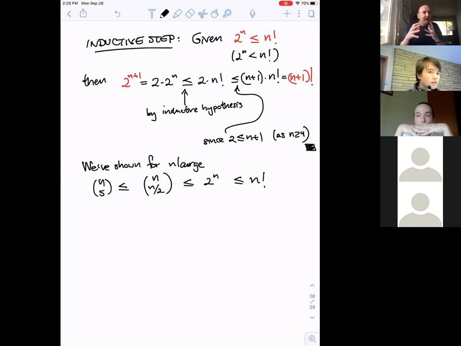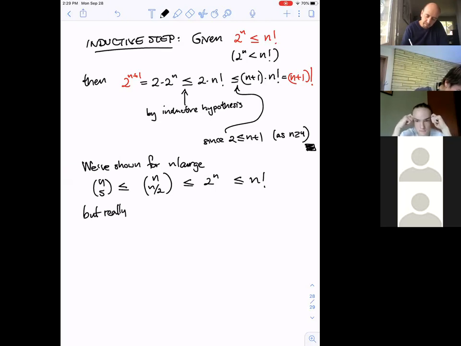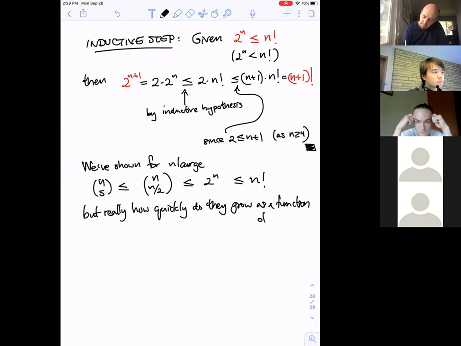But really, how big are they relative to each other? I want to get a sense of their asymptotic growth as a function of n. Really, how quickly do they grow as a function of n? Oh, I don't want to write n factorial, I want to write n question mark. Let me emphasize this. And so let me tell you a little bit about the answers here.